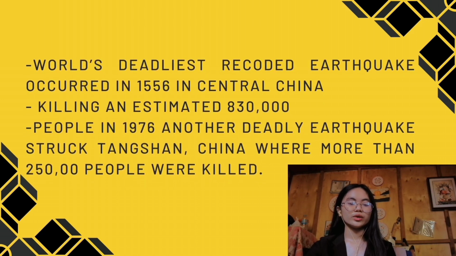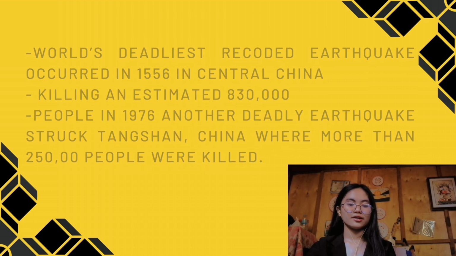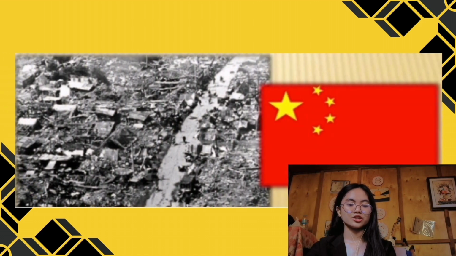On January 23, 1556, an earthquake in Shanxi, China killed an estimated 830,000 people. Counting casualties is often imprecise after a large-scale disaster, especially prior to the 20th century, but this disaster is still considered the deadliest of all time.